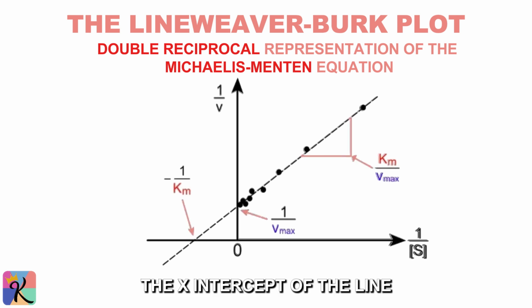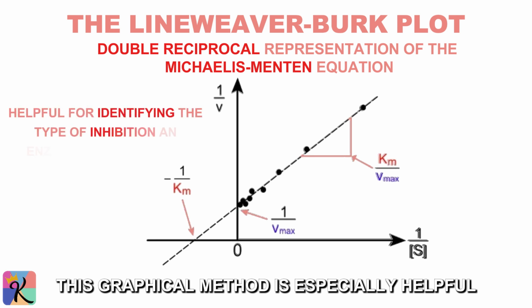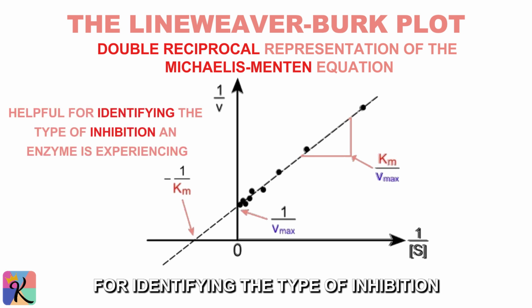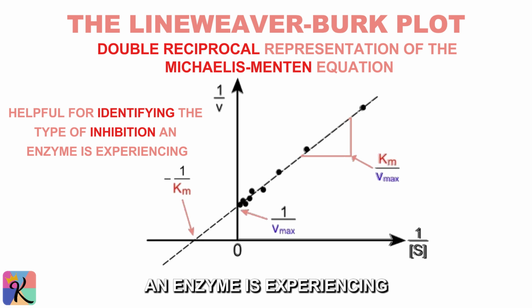The x-intercept of the line gives the value of -1 divided by Km, while the y-intercept provides 1 divided by Vmax. This graphical method is especially helpful for identifying the type of inhibition an enzyme is experiencing.